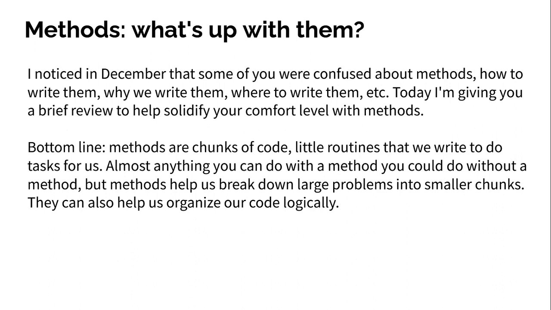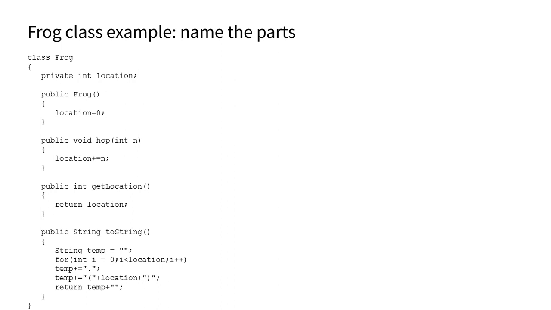So I'm going to try to do a couple of slides in a row without breaking character. I want you to look at this frog class example. I'd like you for practice, I'm not giving you a place to do it, but I'd like you to see if you can name the parts. The parts I'm curious about are this private int thing, this thing, and then these three things. And then my next slide says what they are. So if you're looking at the slide deck, you can just go ahead and see the answers.